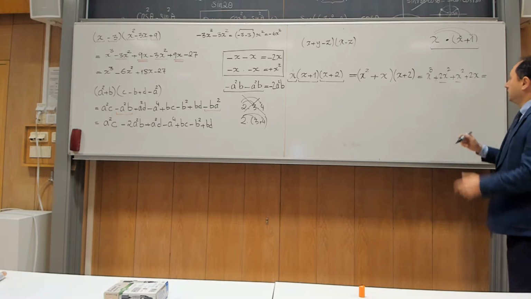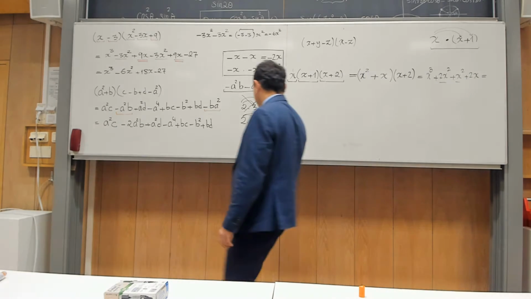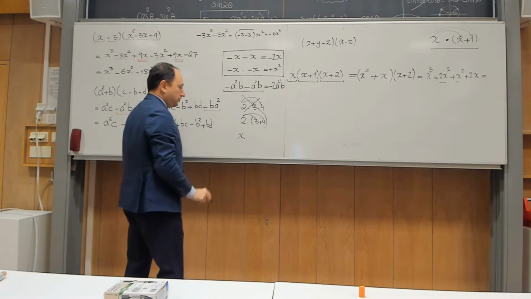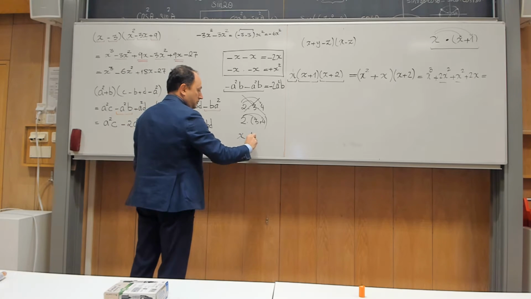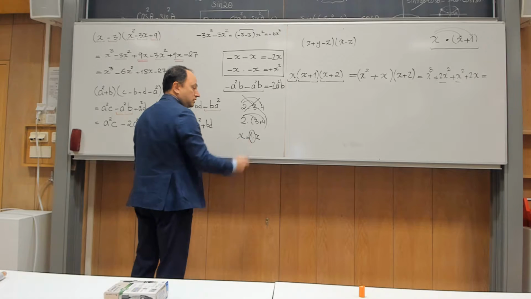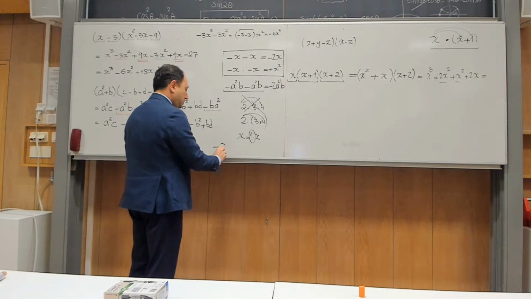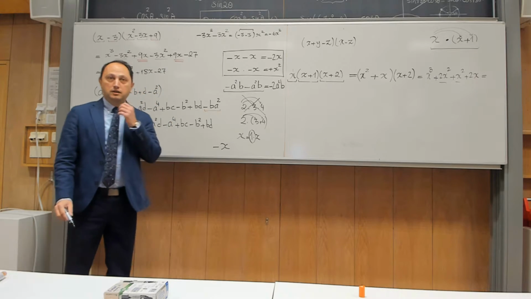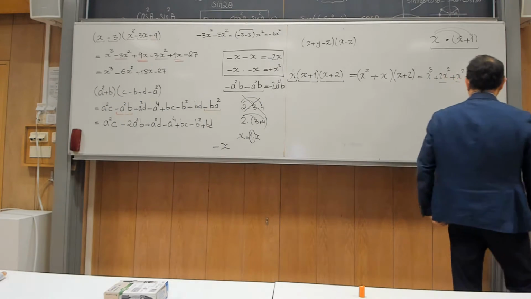1. Because whenever no number is written there, if I have just x and I ask you what is the coefficient of x, you would say that I can write it as 1 times x. So the coefficient is 1. What is the coefficient of minus x? Minus 1. These are the terminologies you need to know.